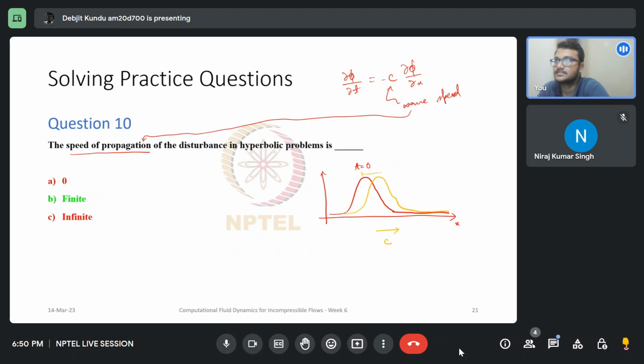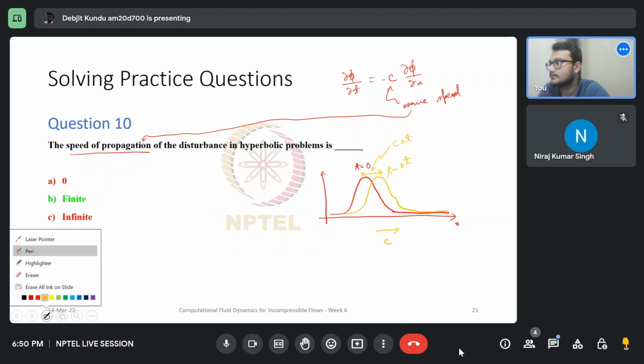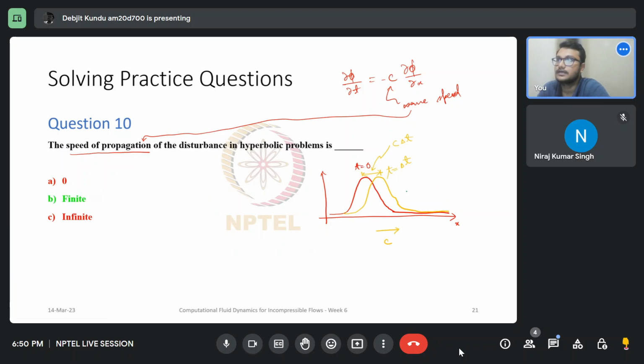And mind you, this distance is given by c into delta t. And this curve I am drawing at t equal to delta t. Similarly, at a later time, it would have moved like this at t equal to, let's say, 2 delta t. And here again, if you take the distance between the two peaks, that distance would be c into delta t. So as you can see, this curve is actually moving with a finite velocity, which is c.